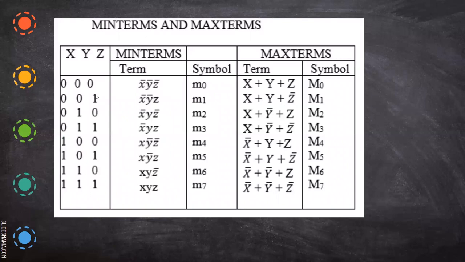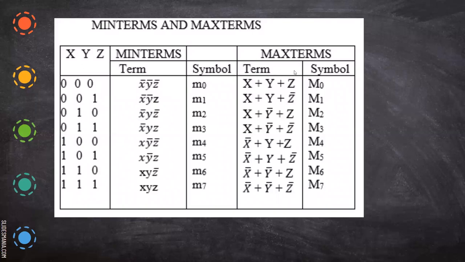Whereas, the same thing, when you write for max term, it will be reverse. If it is 0, you should not write it as x bar. You have to write it as x. So, if it is 0, you write directly x. If it is 1, then you write that particular variable with bar symbol. So that is how you have to write. So, here x, y, and z, and all you have to add.